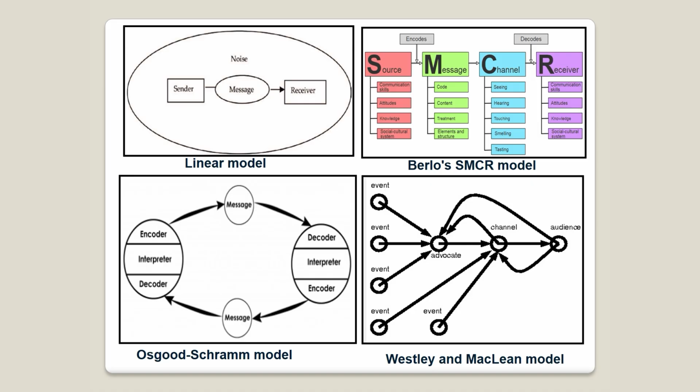Then it goes through the channel and is decoded by a receiver, and the receiver gets in the same way what was sent from the source. That may be communication skill, attitude, knowledge, or any social cultural system. So the same thing reaches the receiver that was sent from the source. In this way this model gets completed.